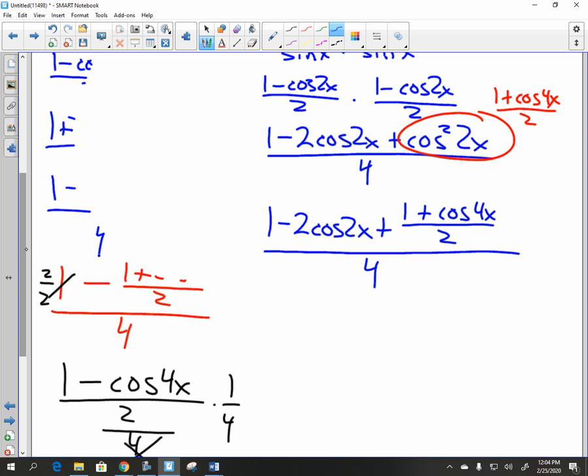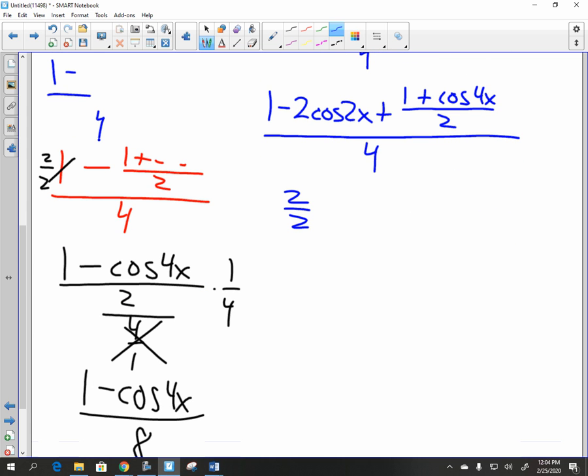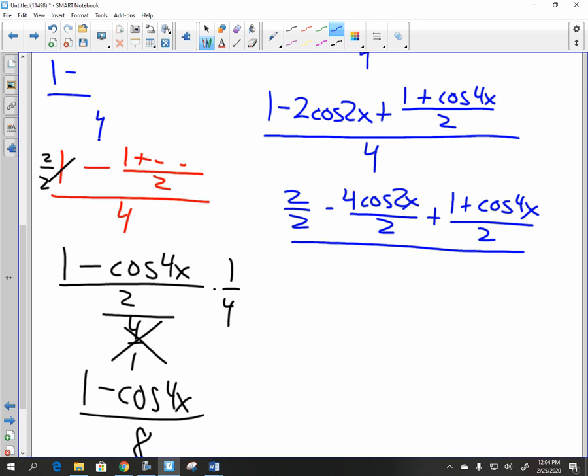I just now have a complex fraction, right? So I should change the 1 to what? 2 over 2 minus 4 cosine of 2x over 2 plus 1 plus cosine of 4x over 2 all over 4. Are there any terms that we can combine? 2 and 1 make 3.